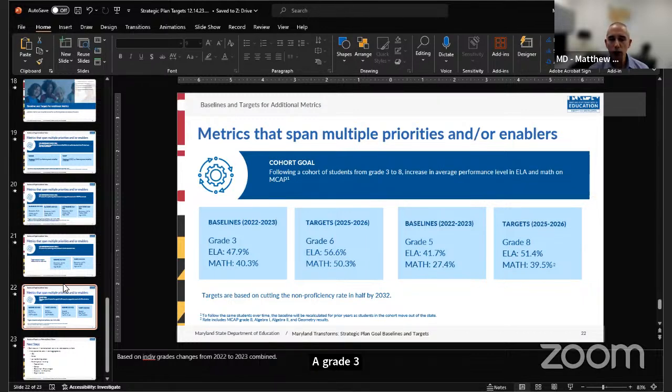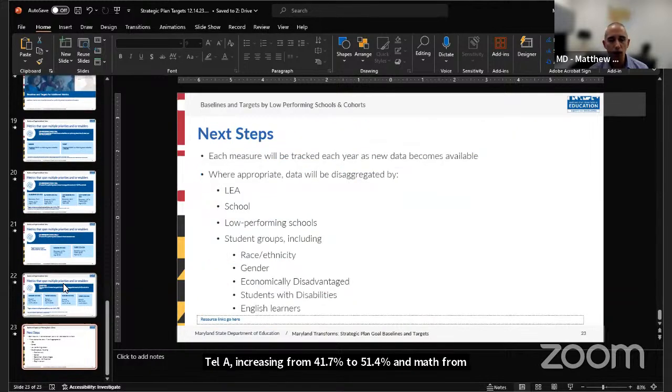And then the second cohort are the two boxes on the right, moving from grade 5 last year to grade 8 in 2025-26. We see ELA increasing from 41.7% to 51.4%, and math from 27% to almost 40%. So that covers all of the baseline targets.